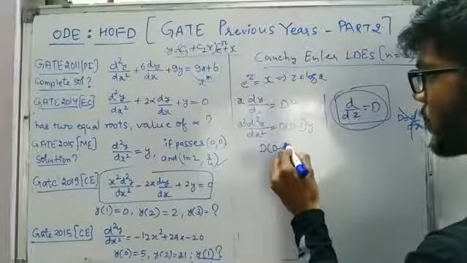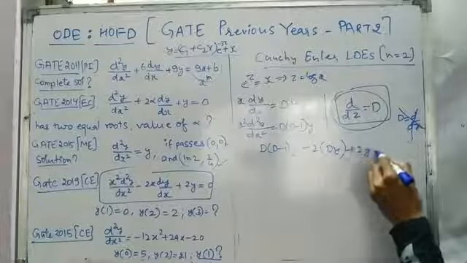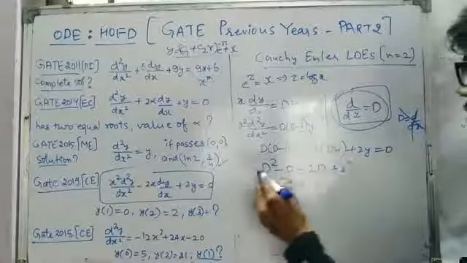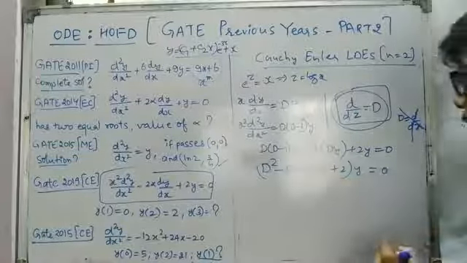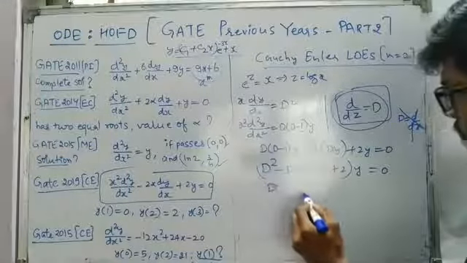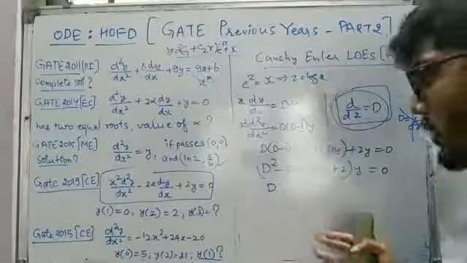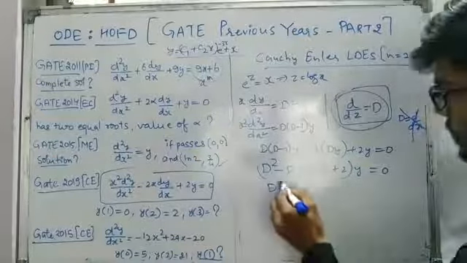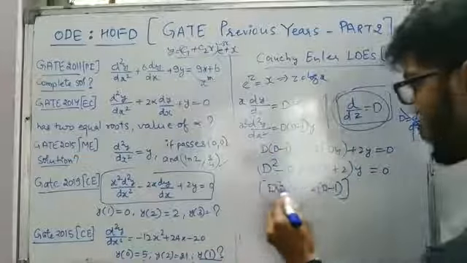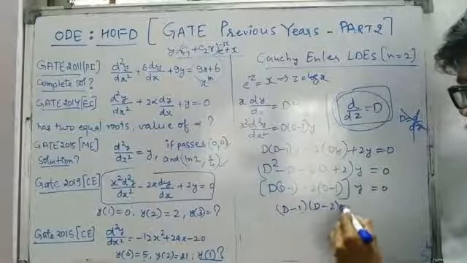So it will be D into D minus 1 y minus 2 Dy plus 2y is equal to 0, and this will be D square minus D, minus 2D plus 2, taking y common. Here itself we will try to write the roots, instead of making it a quadratic equation and doing the factorization. We will do the factorization here itself. So this will be D into D minus 1 minus 2 into D minus 1 into y is equal to 0. So this will be D minus 1 into D minus 2 into y is equal to 0.